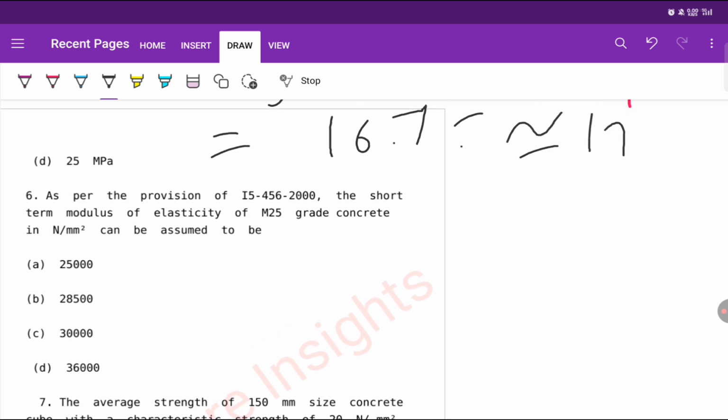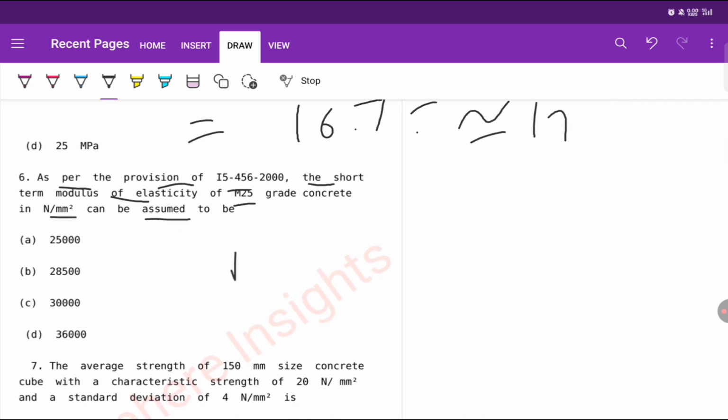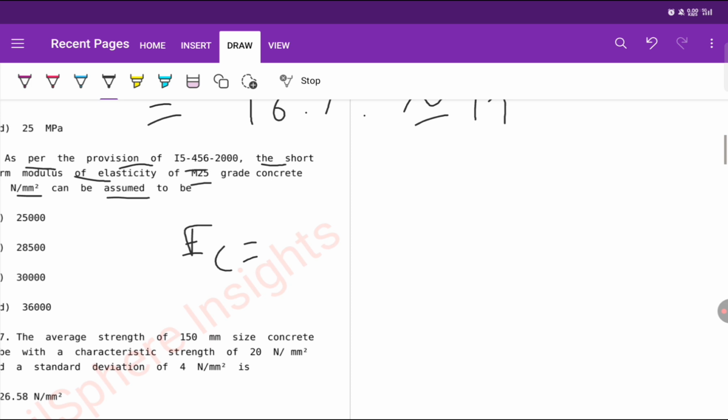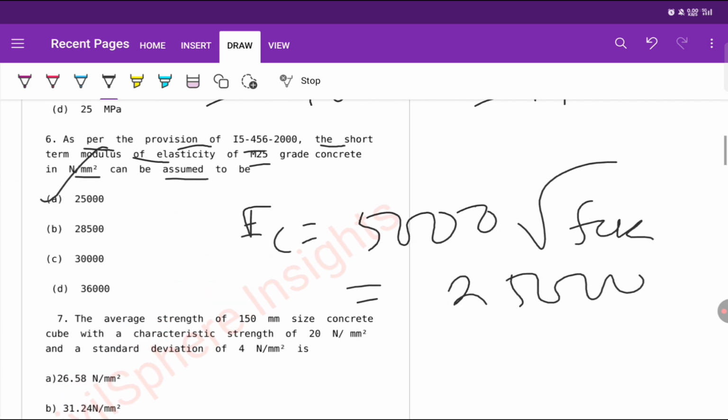Question number 6. As per the provision of IS 456 2000, the short term modulus of elasticity of M25 grade concrete in Newton per mm square can be assumed to be. So short term modulus of elasticity can be written as EC is equal to 5000 under root of FCK, right? So here FCK value is 25. So 25,000. Okay. So option A is the correct answer.